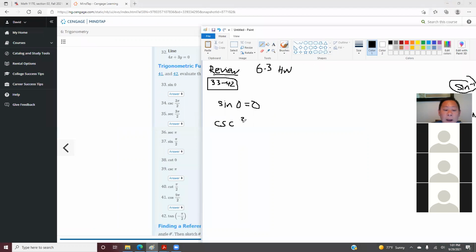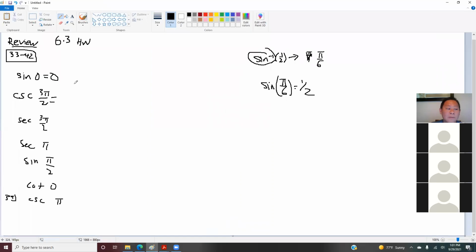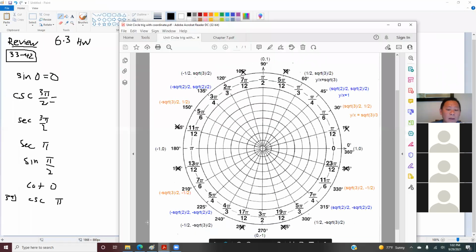Okay. Next one we're gonna do is all those things. Cosecant of 3 pi over 2. And then we'll do secant of 3 pi over 2. Secant of pi, sine of pi over 2. I'm gonna go through this whole list here. Cotangent 0, because you will get this in your test. Cosecant pi, start at 39. This is number 39. All right. So let's talk about this one, cosecant 3 pi over 2.